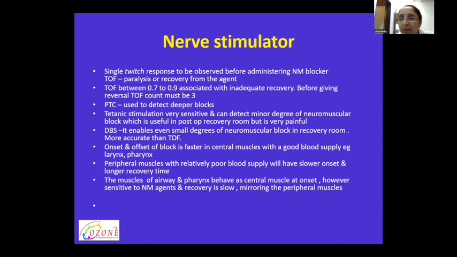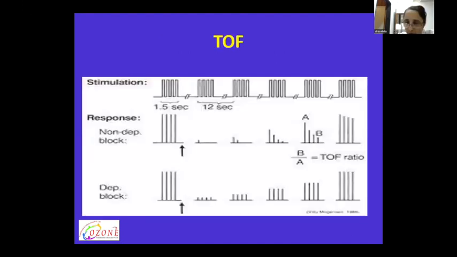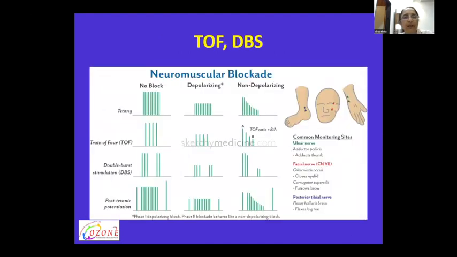So during recovery we have to see that an adequate cough reflex is there, meaning the muscles of the airway and pharynx have recovered from neuromuscular blocking agents. That is, they are mirroring the peripheral muscles. This is in short the neuromuscular blockade picture, comparing depolarizing and non-depolarizing block.